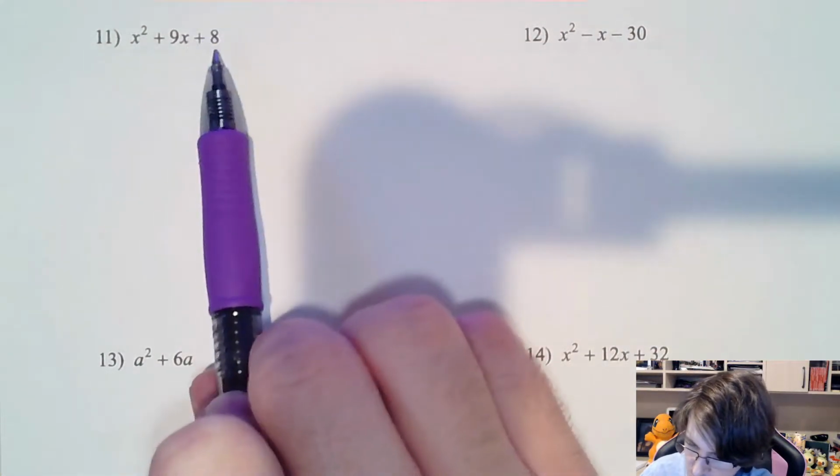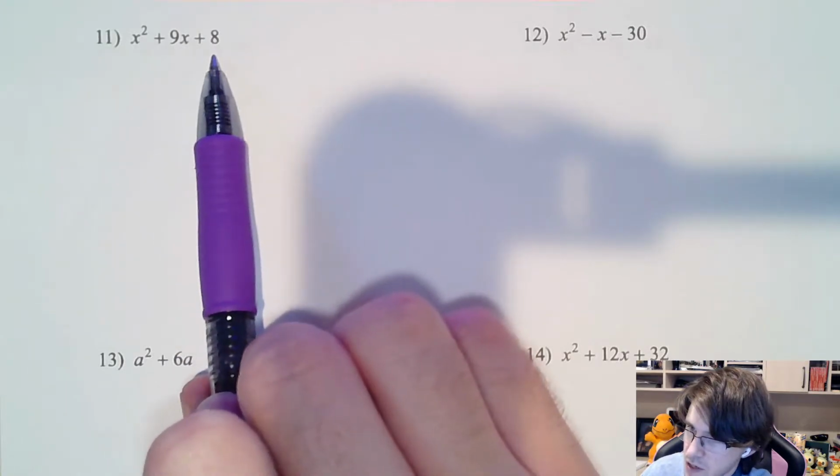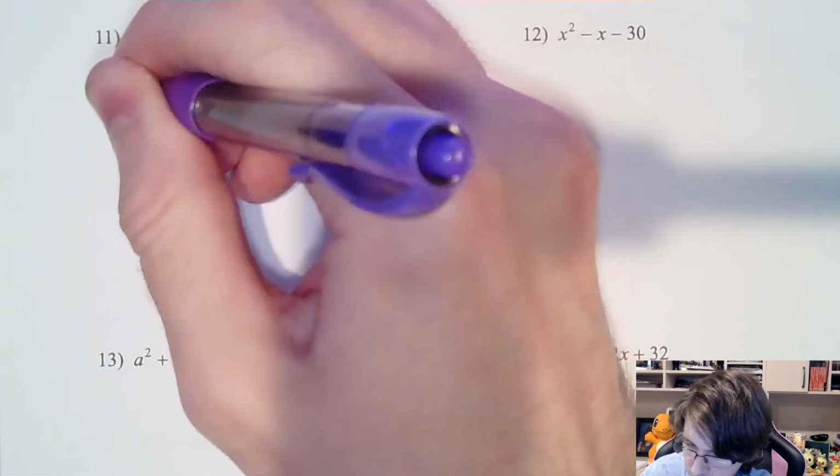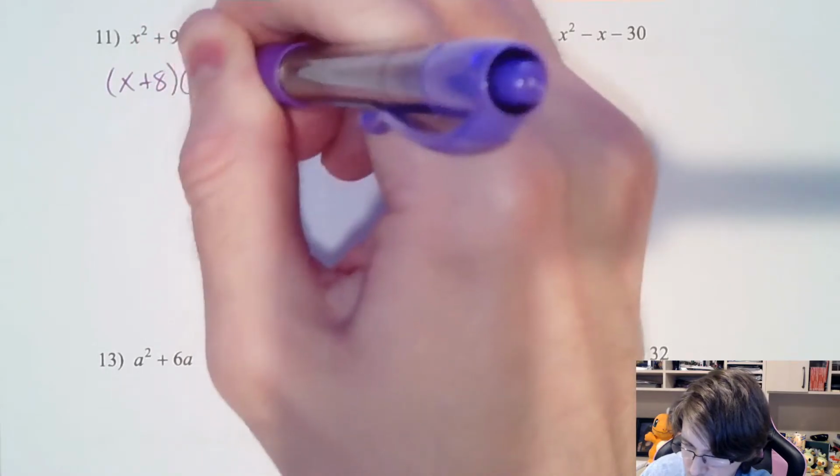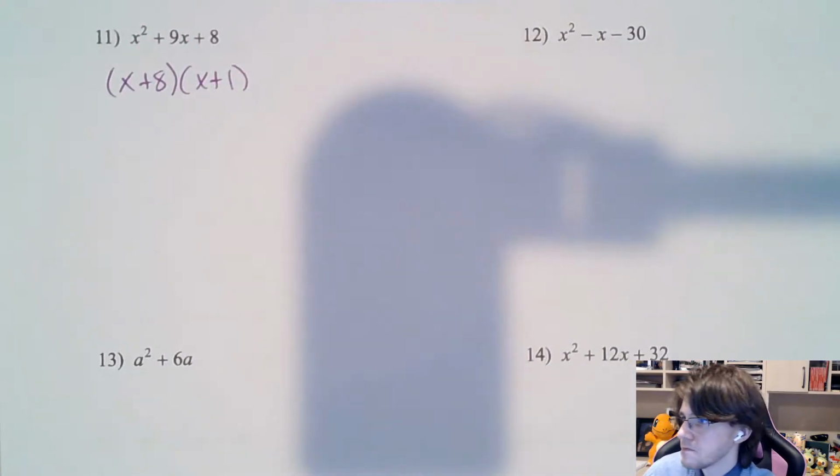So again, if this one is exactly 1 more than this guy, your answer is right away, that guy and 1. So x plus 8, x plus 1 right away. Easy peasy. There's our trick.